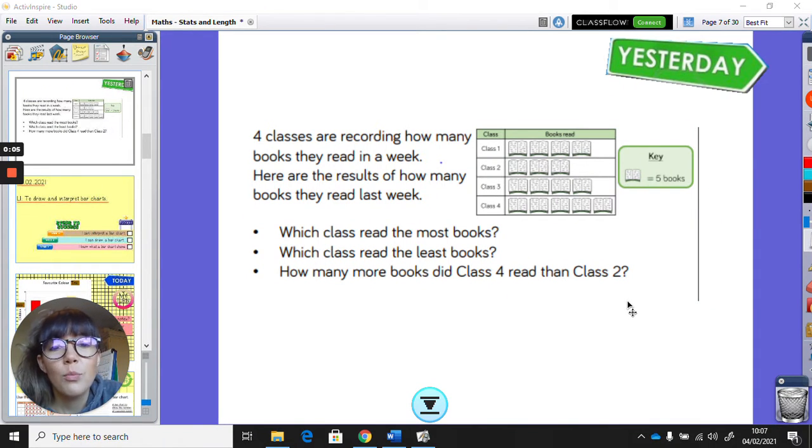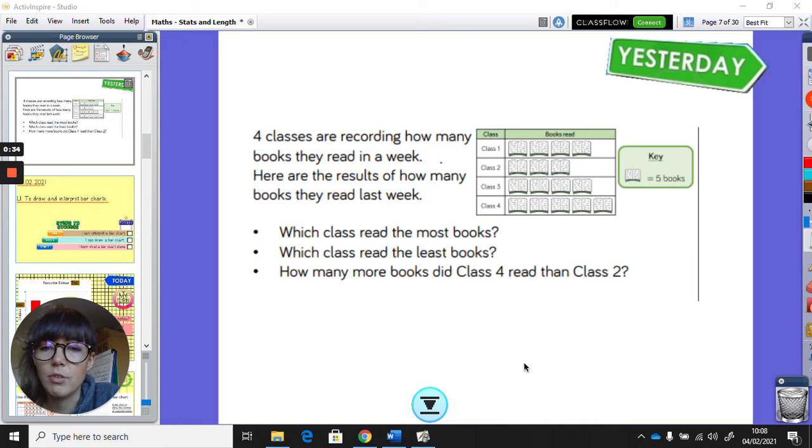So, what we're going to do first is think about something that we have learnt previously. That's why we've got our yesterday at the top, okay? What we've got here is a pictogram. We've done pictograms before, we did them last week, and you did a little bit about them yesterday. I'll read you the question, and then I would like you to pause the video and have a go at answering the questions on the board.